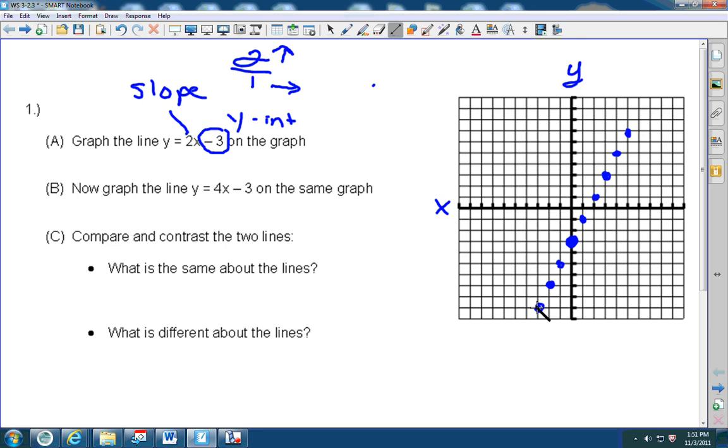Oh, the line's going crazy on me. Okay. So I've drawn my line.